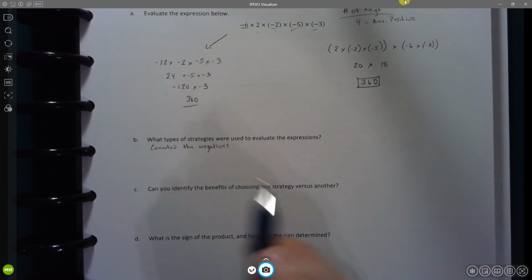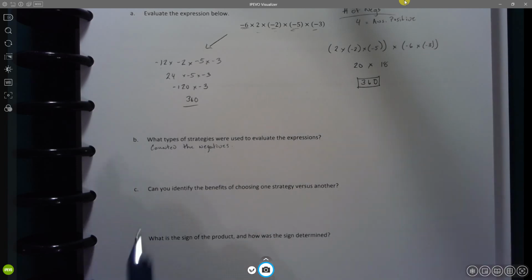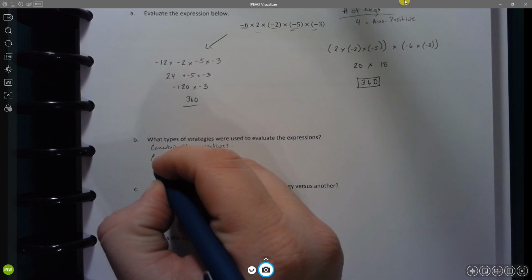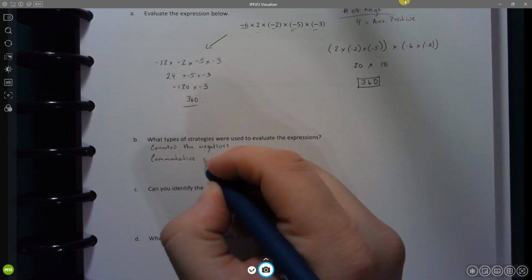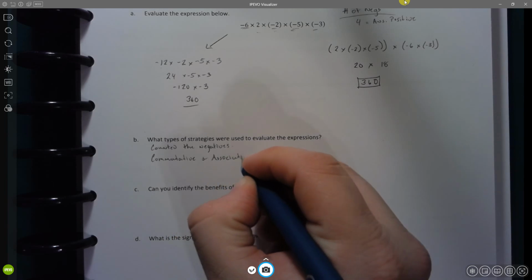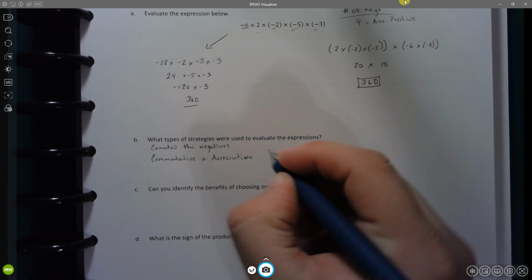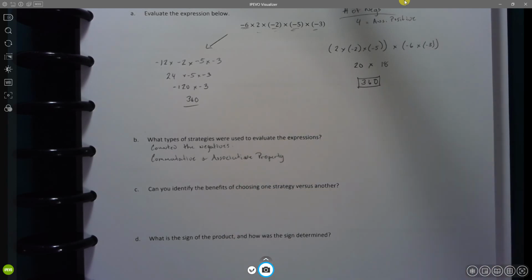All right. In the first problem, we just didn't do anything. We just multiplied straight across. But in the second set, we used the commutative property and the associative property. We use those to actually try to simplify our multiplication.